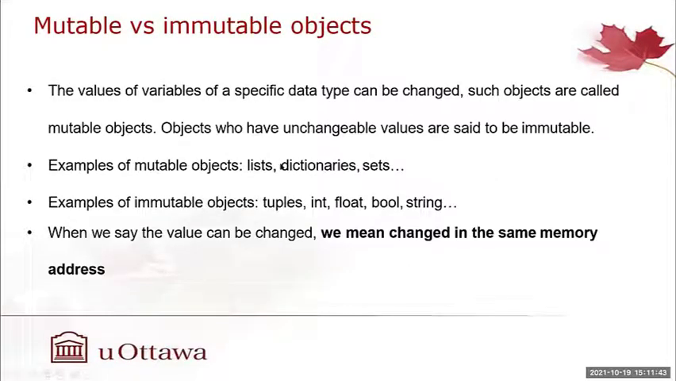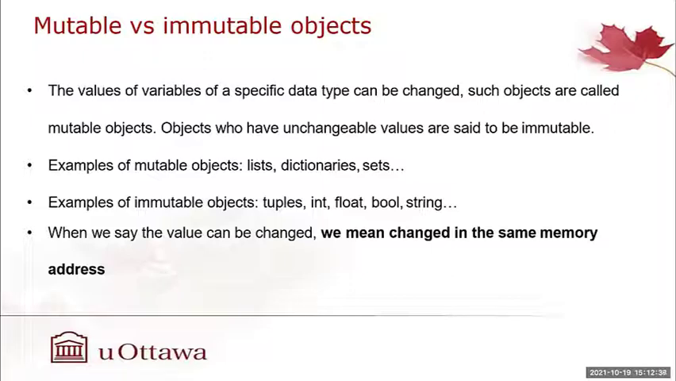All right, so let's recall the object types that we have covered so far. We have covered the integer, the float, the Boolean, and we've covered the list, the string, and the tuple. The things that we did not cover yet are dictionaries and sets, and we're going to cover them later on. Plus, there are object types for complex numbers, which I did not cover and we don't need to cover. When we say the value can be changed, we mean changed in the same memory address. That is exactly what mutable or immutable means. We said that the integer is immutable because we cannot change the value.